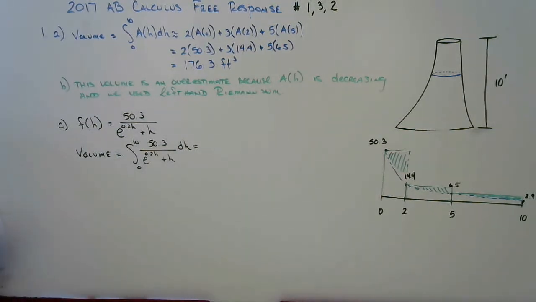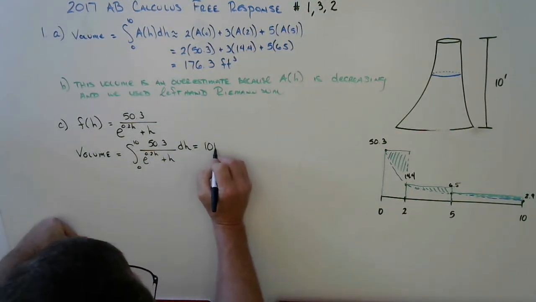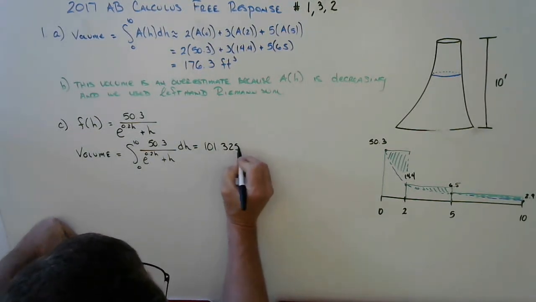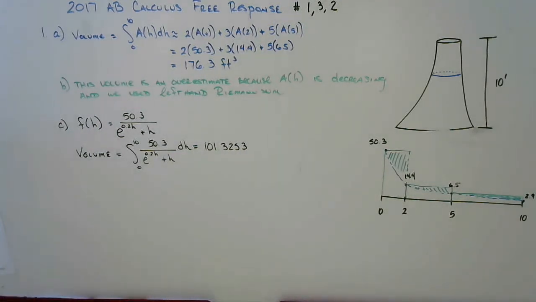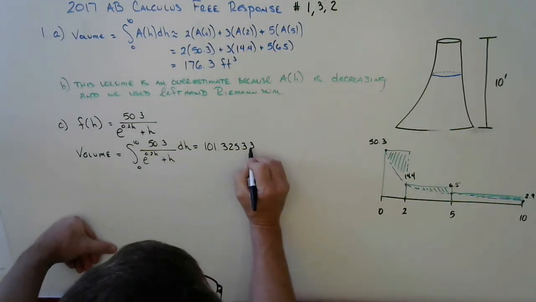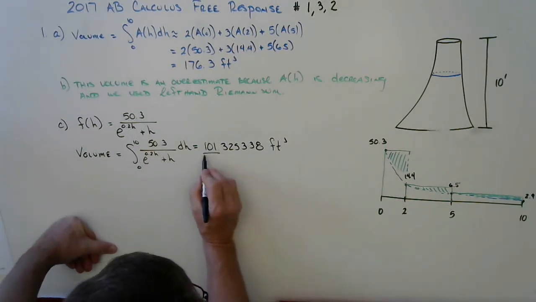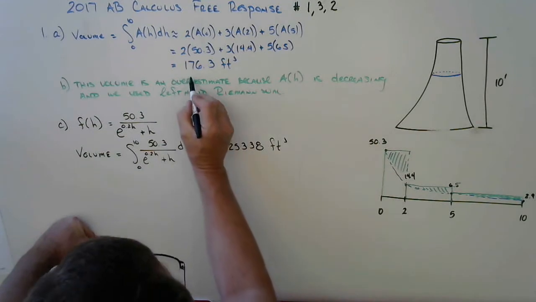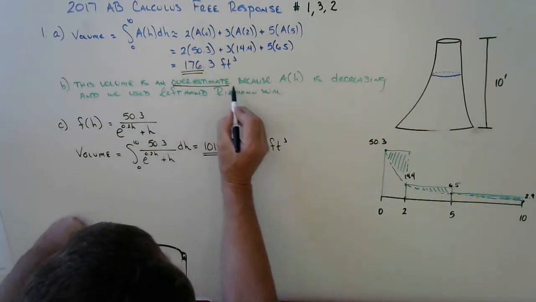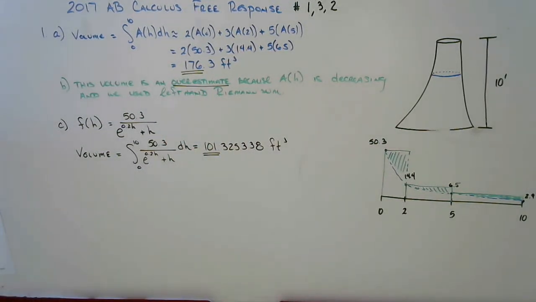Now, we can't do that integral by hand. We have to use our calculator. That's why it's on this question. If we use the calculator, all we have to do is write this down. We get 101.325338 cubic feet. So our actual volume was 101, and our estimated volume was 176. Clearly we overestimated.